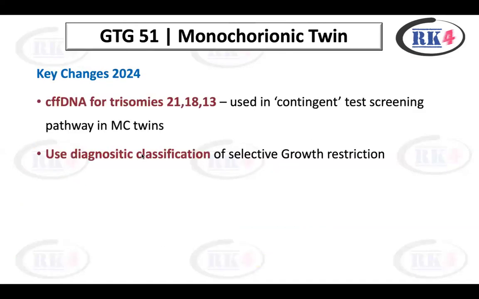So the key changes in this guideline: number one, in the previous guideline, they talked about non-invasive prenatal testing, and they said that you need to be cautious. But since 2016, over a period of 8 to 9 years, they have found evidence that cell-free fetal DNA for trisomies 21, 18, and 13 can be used as a contingent screening test pathway in monochorionic twins. Previously, they were giving you a caution, but now they say you can use it. And diagnostic classification of selective growth restriction is to be used. We'll be coming into it.